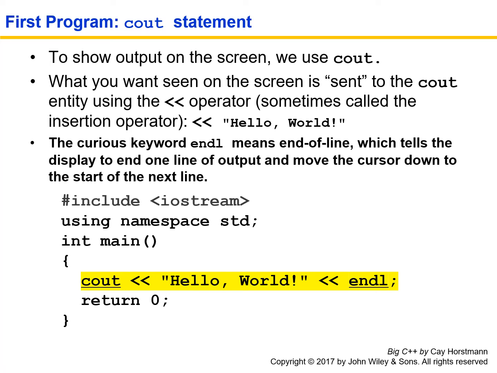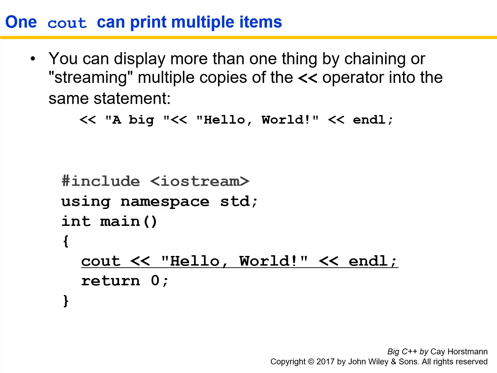In old systems, it was expensive to send characters to the screen, so they would wait until they saw the end of a line, and then it would print all the information to the screen. So endl does two things. It ends a line of output so that the screen knows to print it, and it moves the cursor down to the start of the next line so that you're ready to do more output. Note that you can display more than one thing by chaining less than operators. So you can say a big hello world endl, and it'll print the phrase a big hello world to the screen.